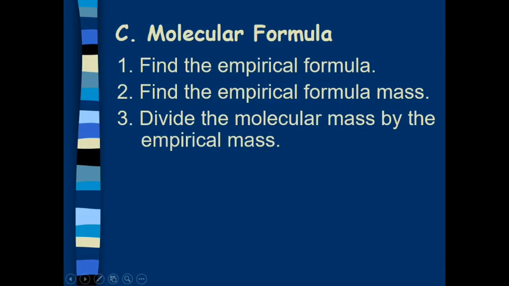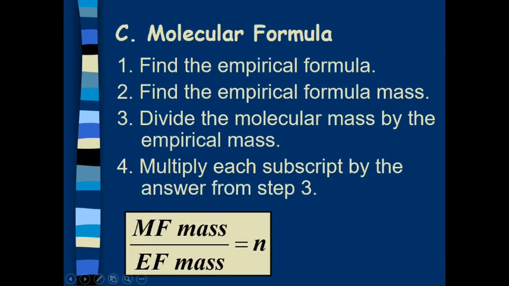I'll go ahead and go to it to make sure you get this written down with step 3. So this is the equation that explains what's going on in step 3. You would write that down and then plug in your numbers accordingly. So molecular formula mass over empirical formula mass is equal to a value of N. N is that multiplier. N is what represents the question mark that was on the previous slide.